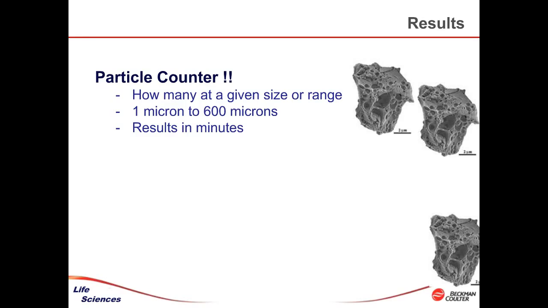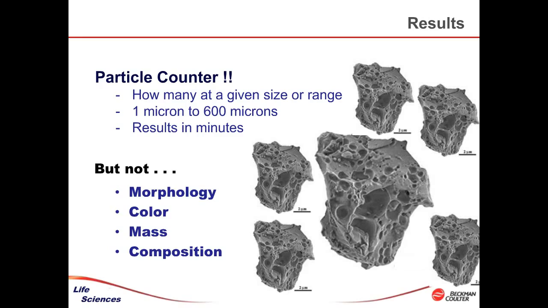And we're enumerating, so we're counting, we're saying the size, but we can't tell you what it is with just this simple analysis. So we can't give you some of the things you often might want to know about particles: morphology, the color, the mass, the composition. No, this machine is basically giving you quantification or counts. So it is a counter.